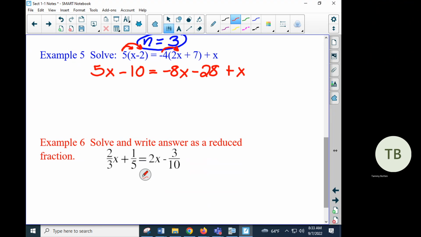So the first thing that I would do here is I'd combine these two like terms. So I'd leave the 5x minus 10. What's negative 8x plus x? Yep, negative 7x, then minus 28. Now you want to bring your x's to one side, numbers to the other, and it really doesn't matter which side you bring it to. Let's bring this negative 7x over here. How would I get rid of a negative 7x? Add 7x, okay?